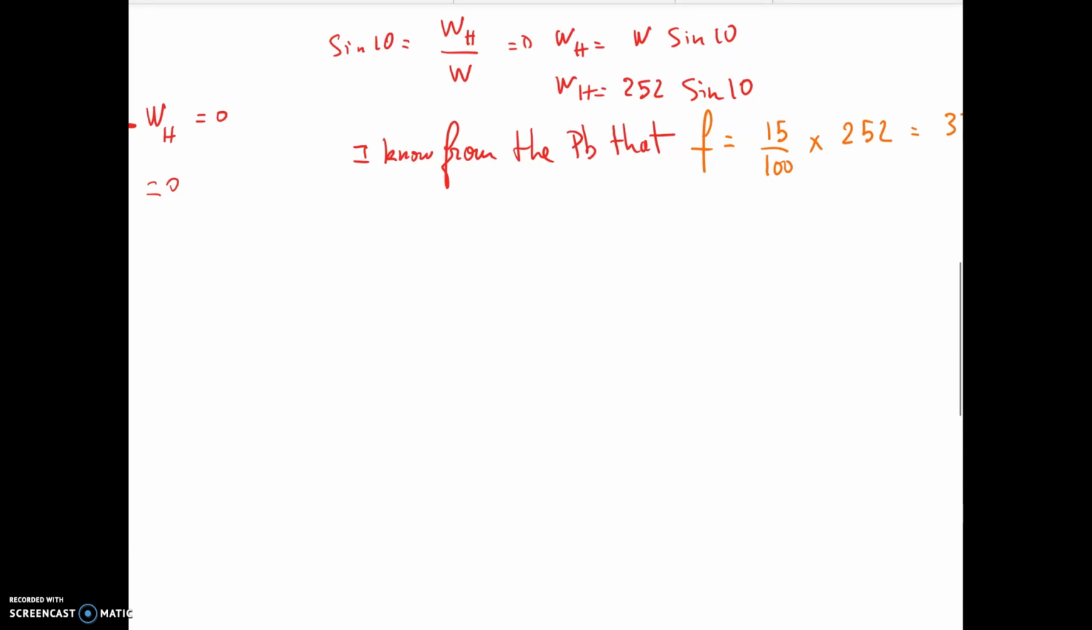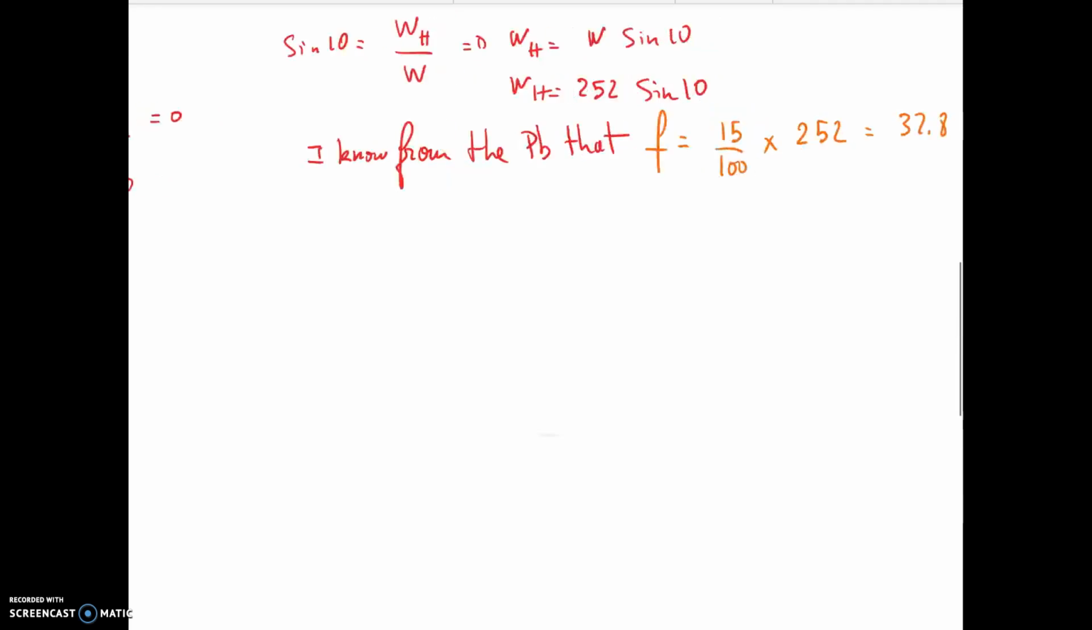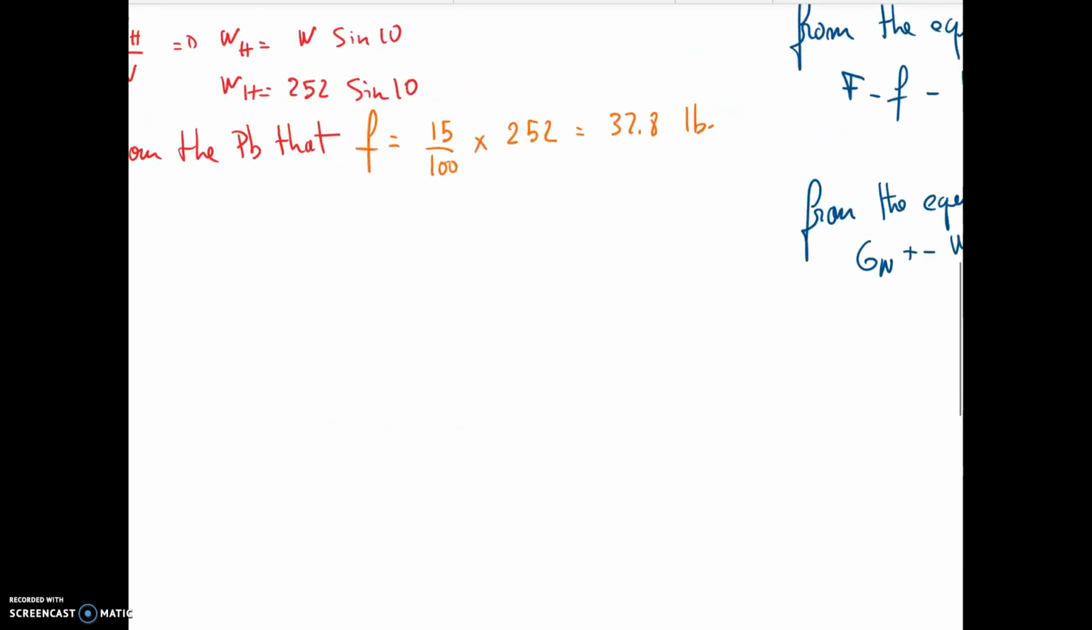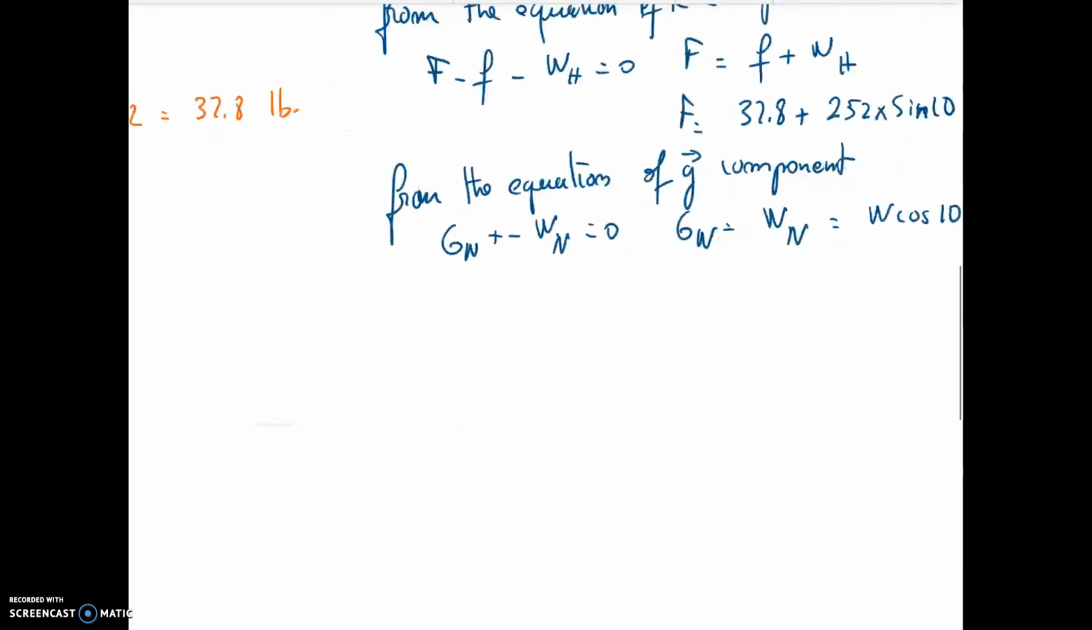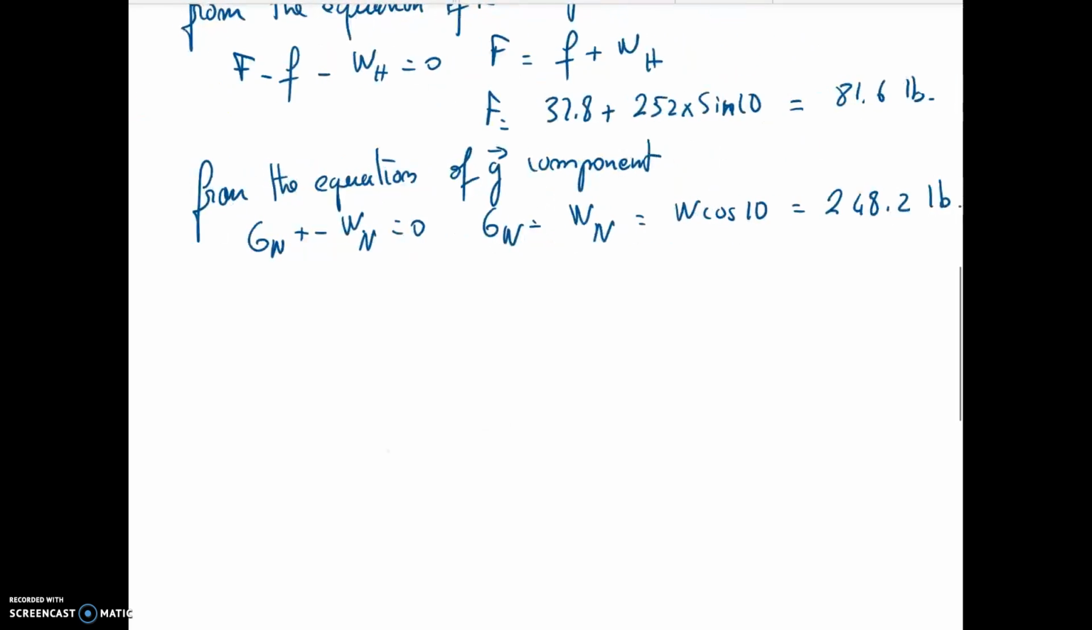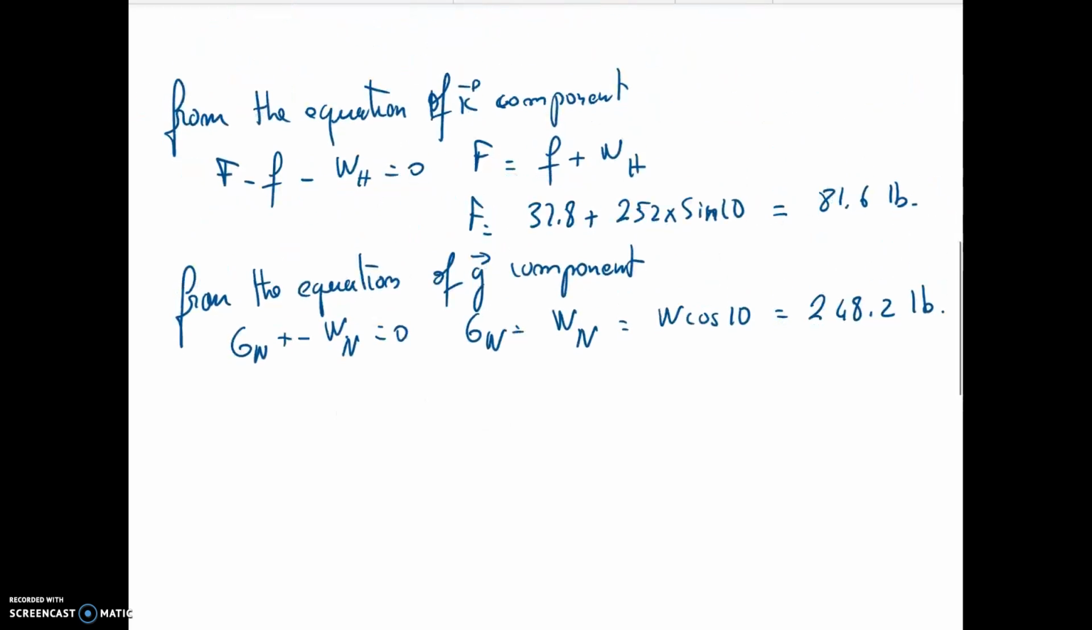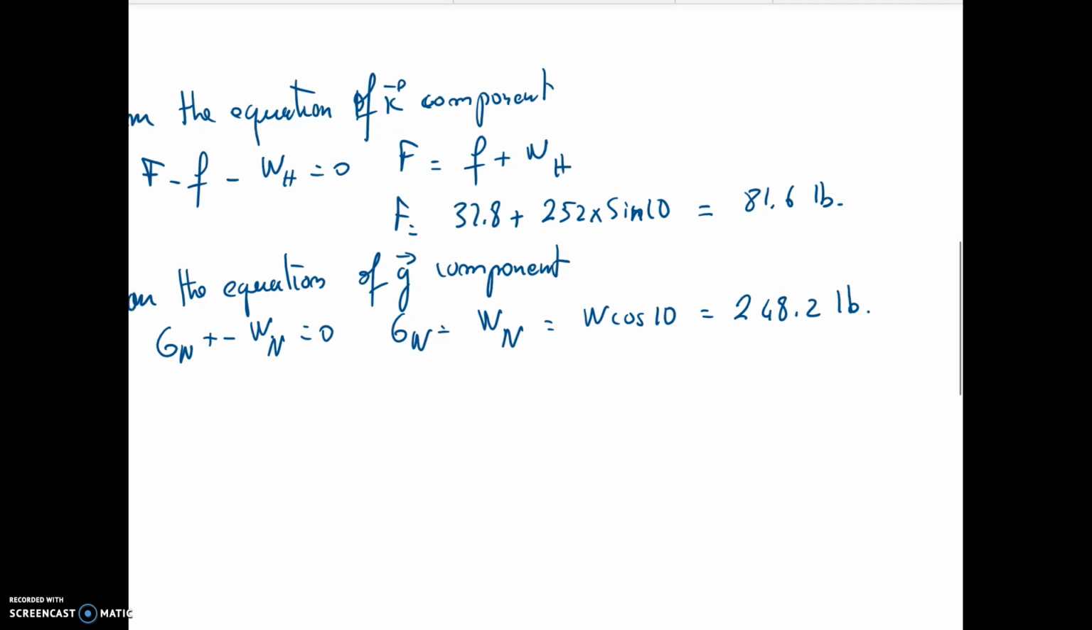And therefore, knowing also that the friction is 15% of your weight, I'm able easily, from the equation of the x component, to express F, which is pulling up, and calculate the value by substituting f by 37.8 and WH by 252 multiplied by sine 10 degrees. And that is equal to 81.6 pounds.